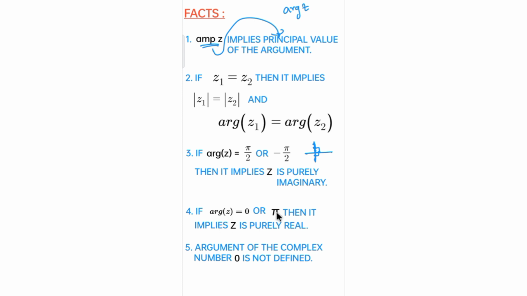And fourth one, if argument of z is 0 or pi, that means z is purely real. So if this is our coordinate axis, and I take any point in this positive x direction, it makes a 0 angle with the positive x direction because it's on the positive x-axis only. And when we take any point on the negative x-axis, the angle will be pi. So that means this will be only on the real axis. If our z is on the real axis, then only it is possible that the argument will be 0 or pi.